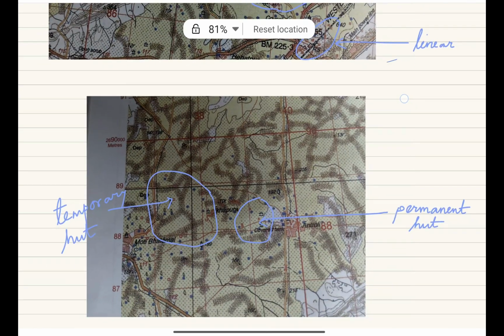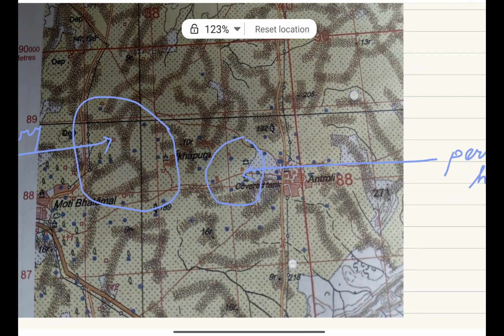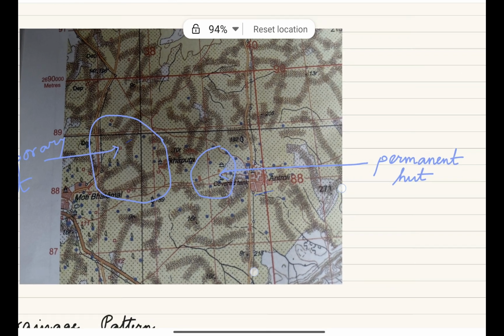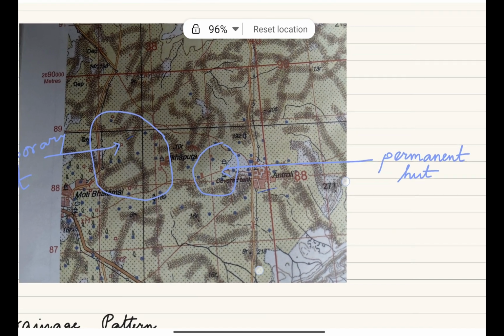Whereas if you see this square, only the outline is marked in red. So this is a symbol of temporary hut, and here the full square is shaded in red. So all of these, full square is shaded in red. Therefore these are permanent huts.